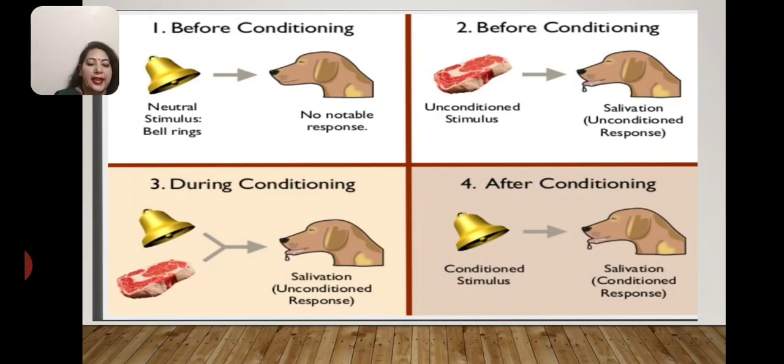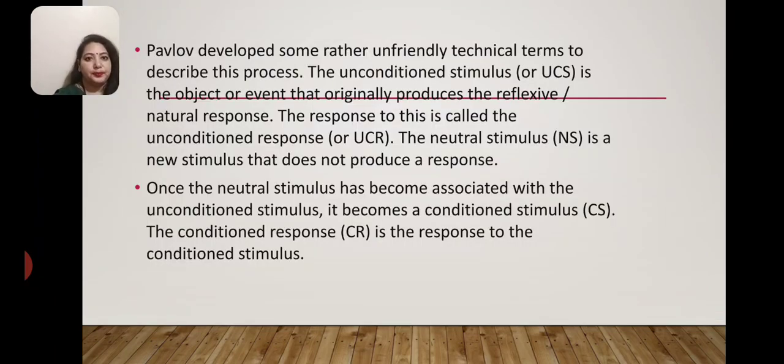Now here the diagram is clearly explaining itself that before conditioning, there is an unconditioned stimulus and unconditioned response. During conditioning, there is an unconditioned response, and after conditioning there is a conditioned stimulus and conditioned response. Look here, the same stimulus bell before conditioning was the neutral stimulus. Now after a number of associations it becomes the conditioned stimulus here.